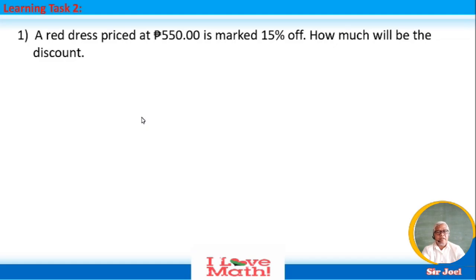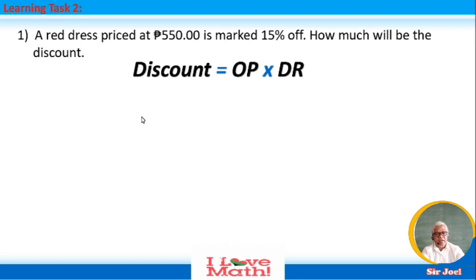Learning task number 2. Problem number 1. A red dress priced at 550 pesos is marked 15% off. How much will be the discount? Sabi natin, discount is original price times the discount rate.